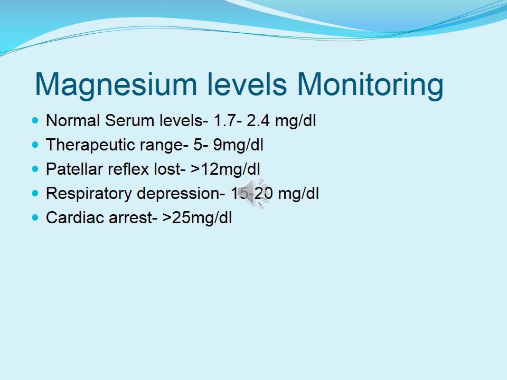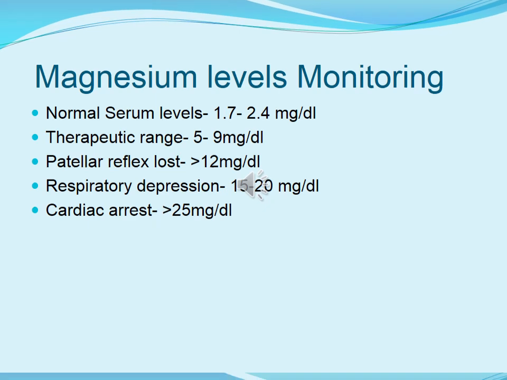How do we monitor the magnesium level? Its normal serum level is usually 1.7 to 2.4 milligram per dL. Its therapeutic range is when its serum level reaches 5 to 9 milligram per dL. Patellar reflexes will be lost when it is more than 12, while there is respiratory depression when the serum level reaches between 15 and 20 milligram per dL, and cardiac arrest develops when the level is more than 25 milligram per dL.